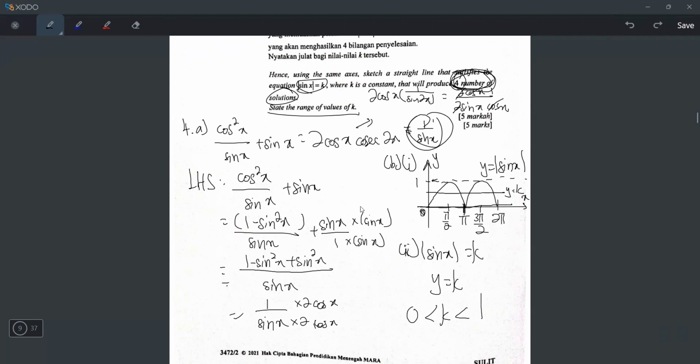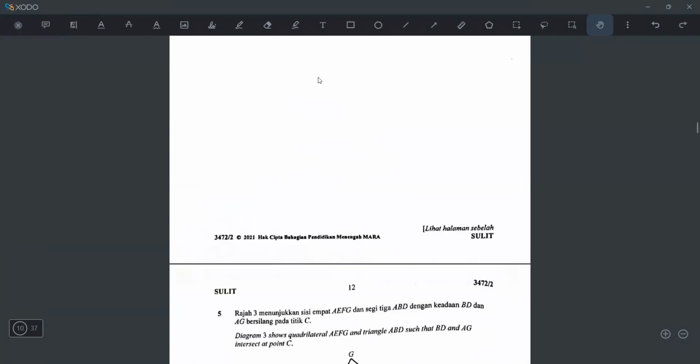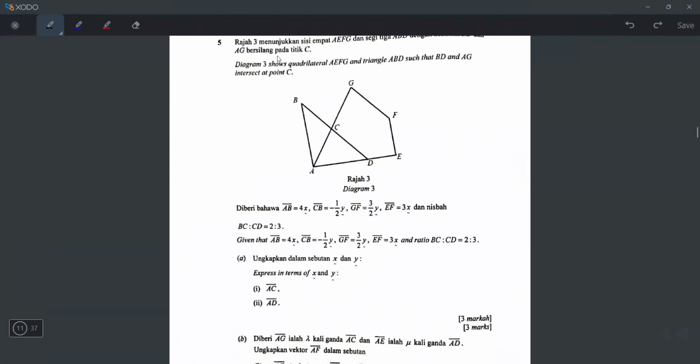Okay? But anywhere above 0, and anywhere in between 0 and 1, both will give you 4 number of solutions. All right, that's why the range of values of k is in between 0 and 1. All right, that's how you do it. Okay, let's go. Number 5.